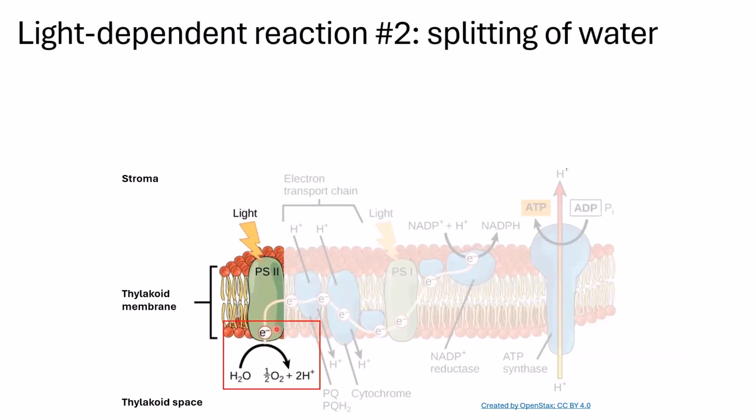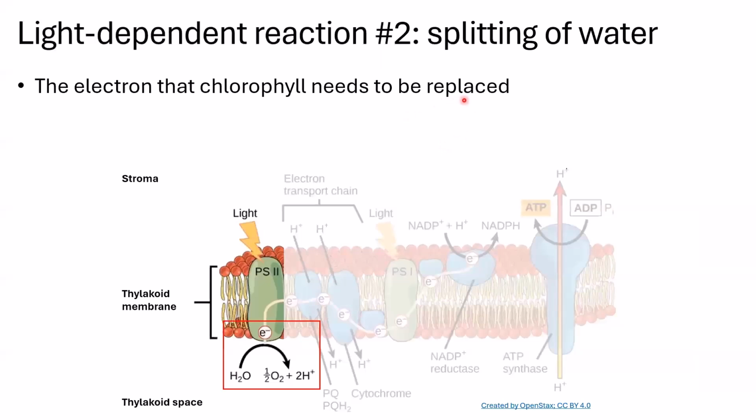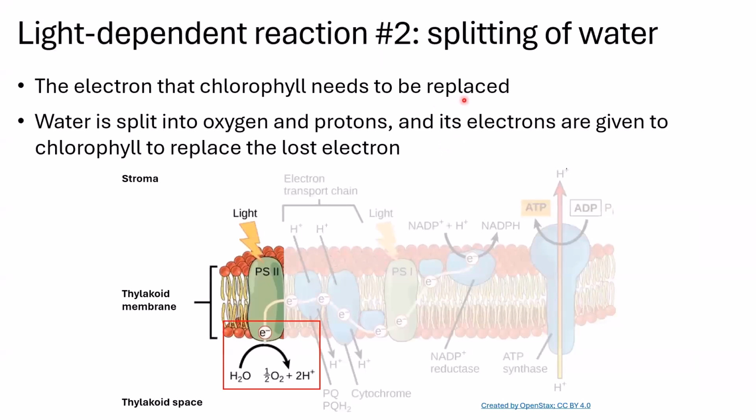Once the electron leaves, it needs to be replaced. This is where water comes in. Water is oxidized and split into oxygen, 2 protons, and 2 electrons. This means that one water molecule can replace electrons for 2 chlorophylls. The oxygen will diffuse out of the cell and out the stomata in the leaf, while the protons will stay in the thylakoid space and contribute to the proton gradient.